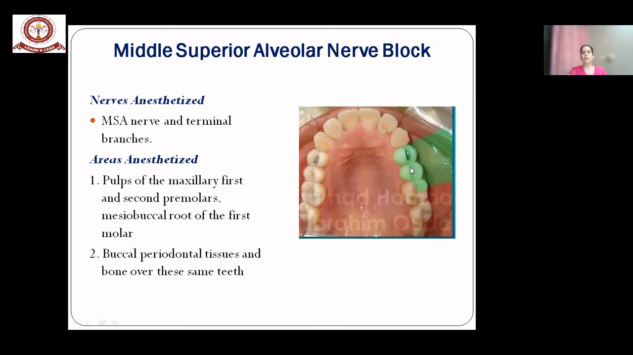And in the remaining 78 group of patients, usually the innervation is from the anterior superior alveolar nerve. That is, the anterior superior alveolar nerve itself anesthetizes the premolars. Okay, and it also anesthetizes the buccal periodontal tissues and bone over the same teeth.